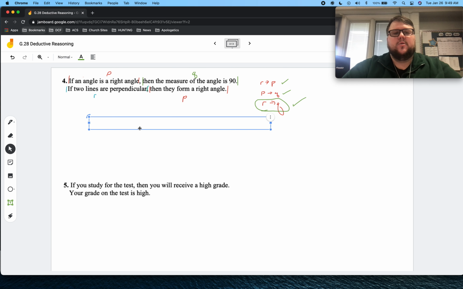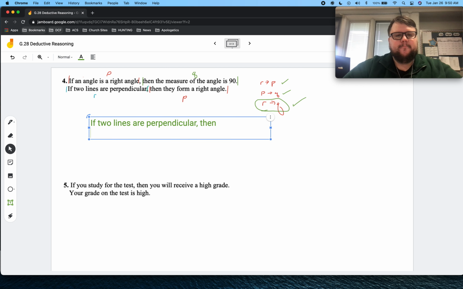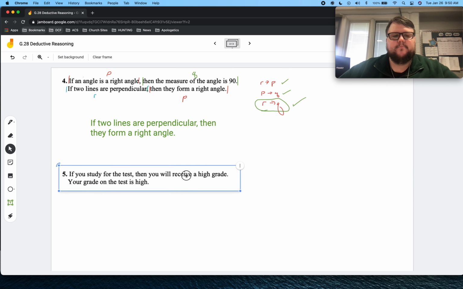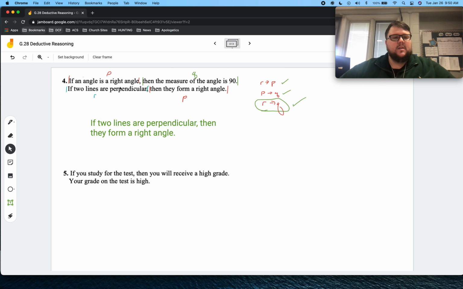R implies Q. So R, if two lines are perpendicular, then they form a right angle. And that's our statement. Last one. Let's see what we got.